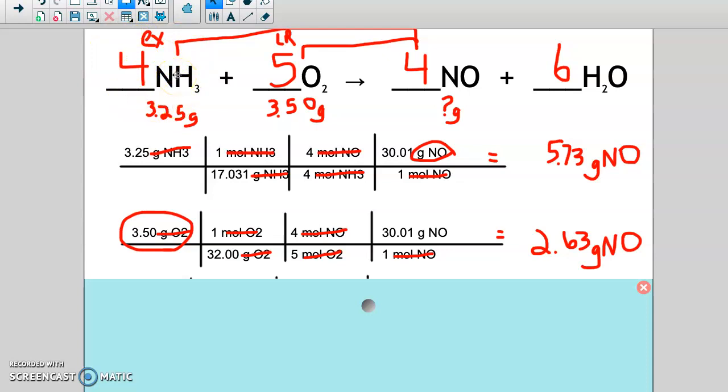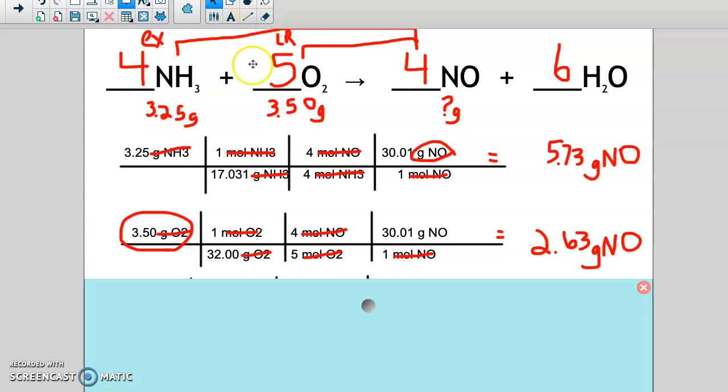Because remember, when we say it's excess, it means that we have more than we need. So this 3.25 grams, we know that since we've called this excess, we don't really need all 3.25 grams. We're going to have extra. So the question is, how much extra will we have?